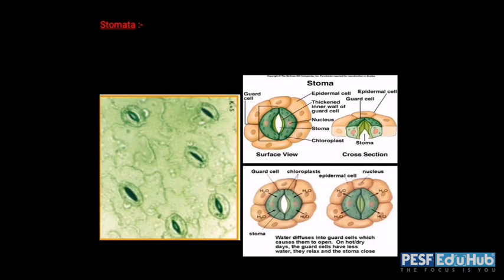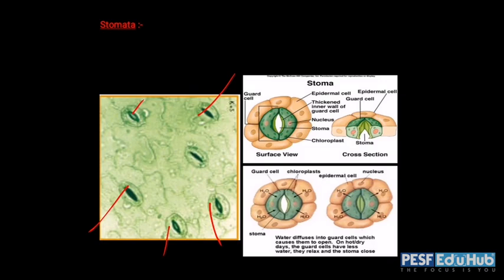Structure of stomata in detail. When we examine the lower surface, you can see many openings here. These openings are called stomata. These stomata are guarded by the green colored cells called guard cells. Surrounding the guard cells, you can see epidermal cells.